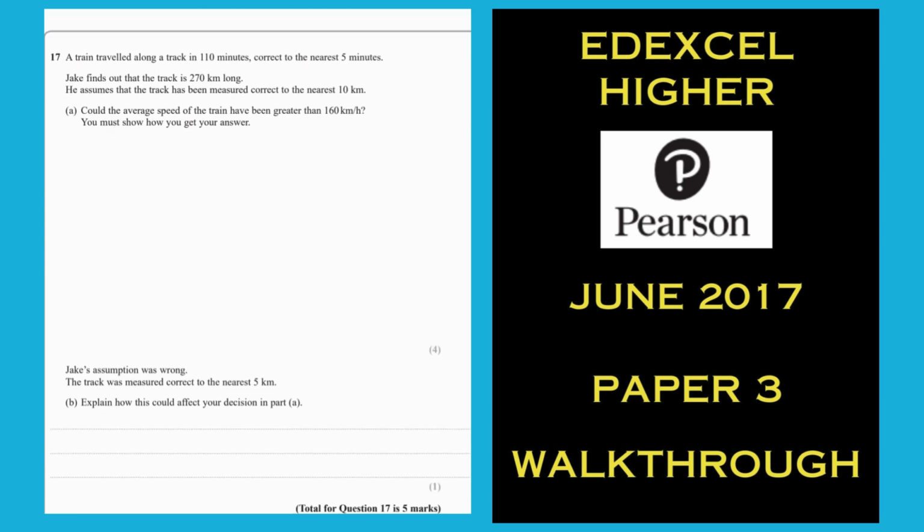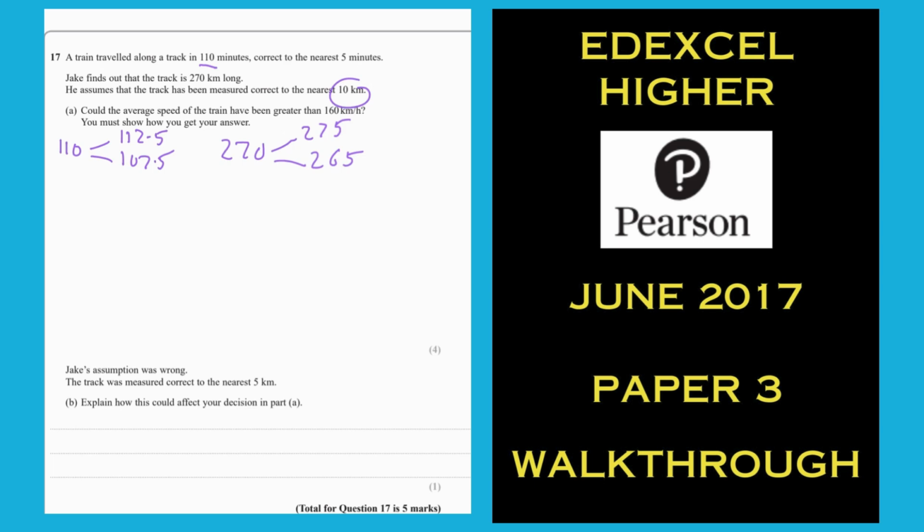Number 17, I quite like bounds as long as you stick to the technique, which is as soon as you read the top sentence, you can see 110 to the nearest 5. So it's half of 5 is 2.5. So it's 112.5 and 107.5. The track is 270 to the nearest 10. So up by 5. Whoops, brains turn to gibberish. To 265.